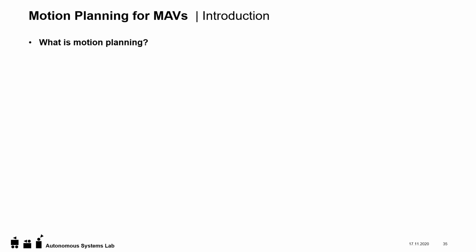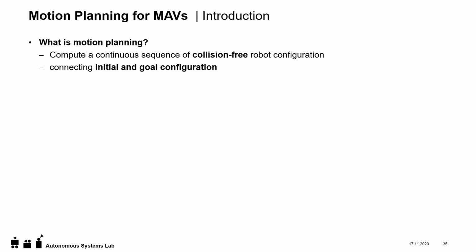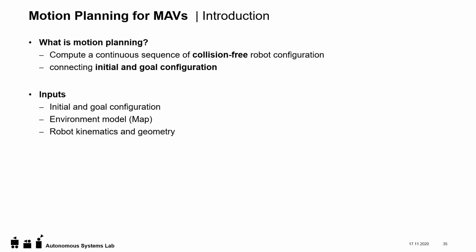So what is actually motion planning? In the motion planning problem, we try to compute a continuous sequence of collision-free robot configurations that connect a desired initial and goal configuration. So the input is, of course, an initial and goal configuration, which can, for example, be the start and end of a maze or the start and end of some sort of task. We have an environment model, the map, and we know something about the robot kinematics and geometry. For example, we need to know the size of the robot so that we can plan collision-free paths.